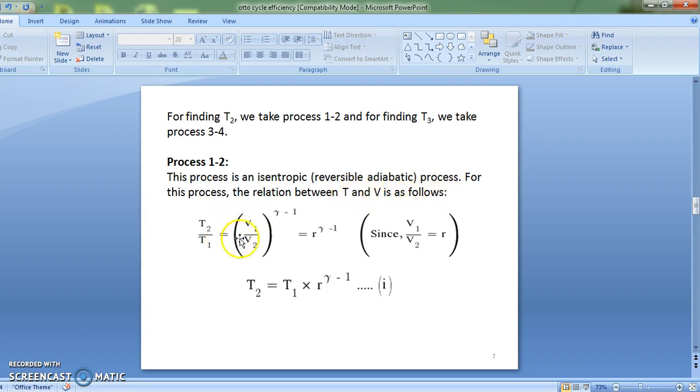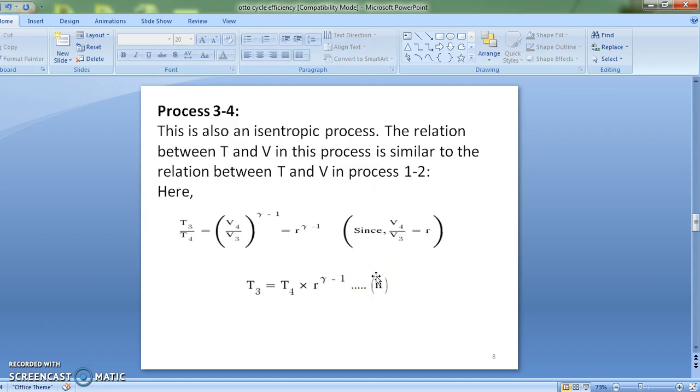T2 upon T1 equals V1 upon V2 raised to the power gamma minus 1, equals R to the power gamma minus 1, since V1 upon V2 equals R. So T2 equals T1 into R to the power gamma minus 1. This is equation number 1.